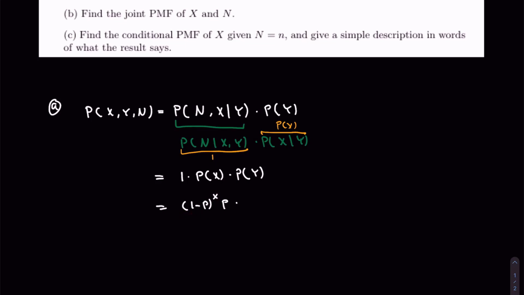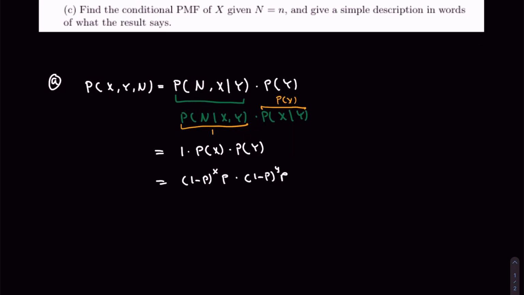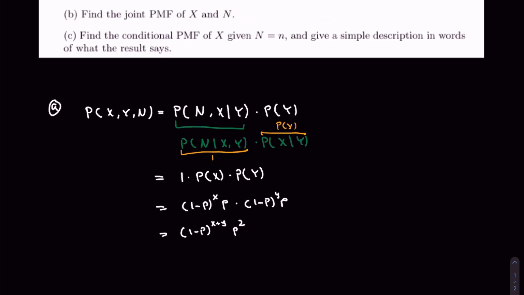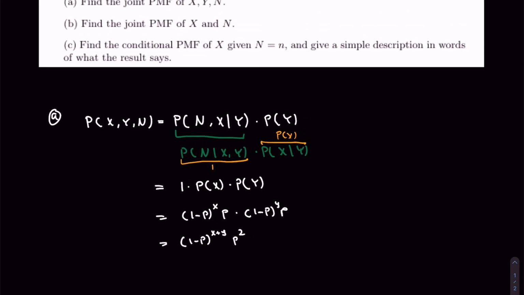And the same thing with Y. So the whole PMF now is (1-p)^(x+y) p squared. That's the PMF of the joint distribution.